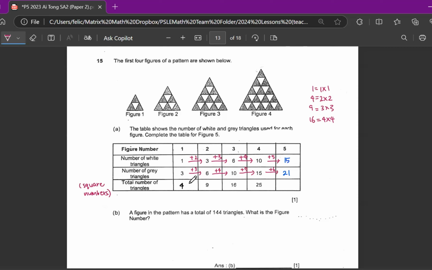If you notice, 4 is actually 2 times 2, 9 is 3 times 3, 16 is 4 times 4, 25 is 5 times 5. Hence, this will be 6 times 6, which should give us 36 here. Right, so I erase this. So this is for part A.